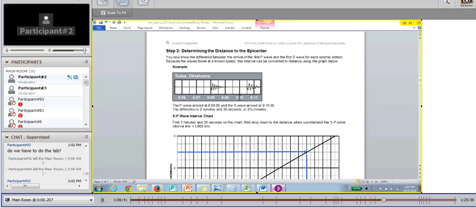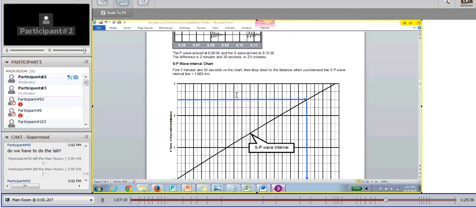Determining the distance to epicenter. So we figured out the amount of time between those 2 waves. It was 2.5 minutes. How do we use that to determine the distance to the epicenter? We have the seismograph, the earthquake reader machine, in a certain spot. At 8:08 p.m., it read a P wave. At 8:10:30, it read an S wave. So we can see how far away that epicenter is by using an SP wave interval chart.